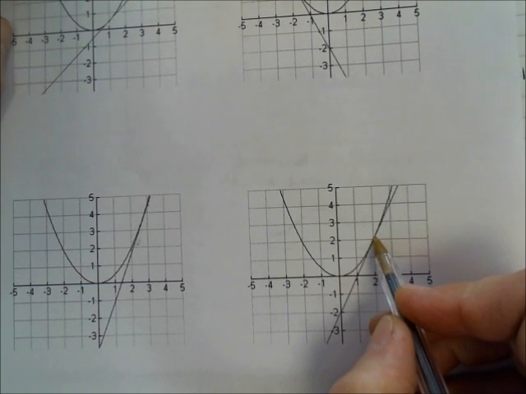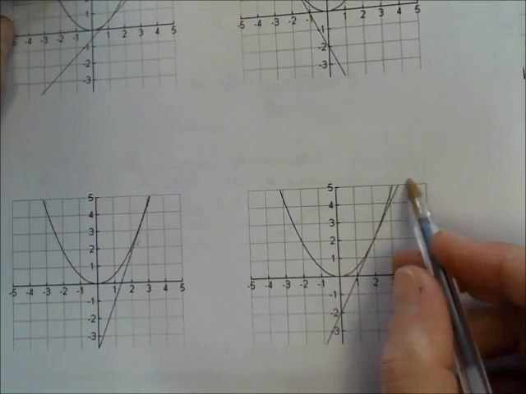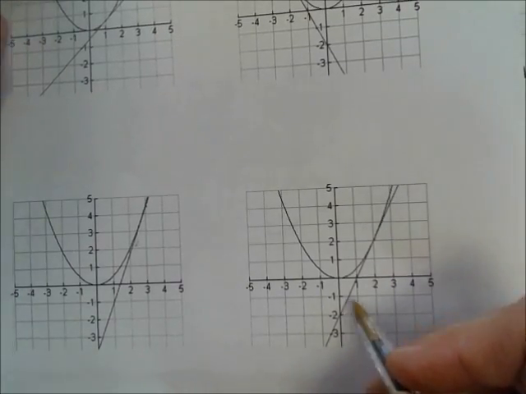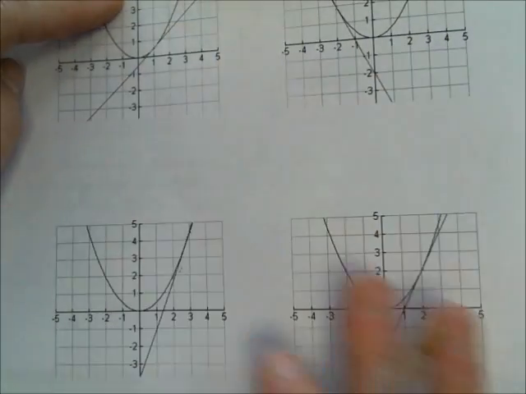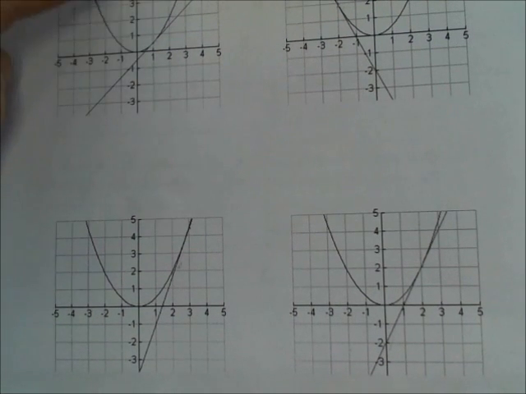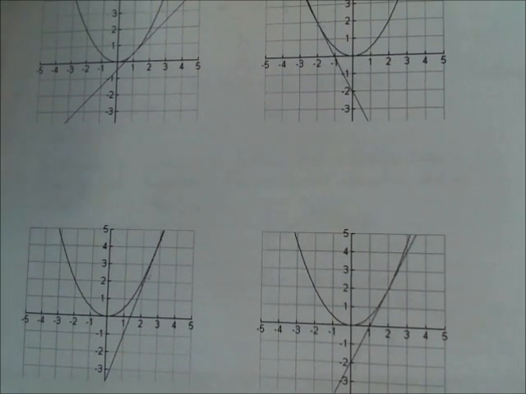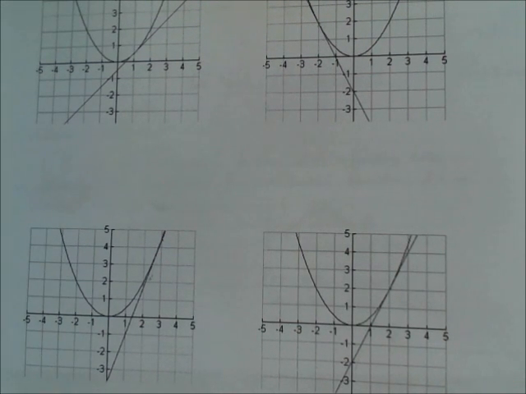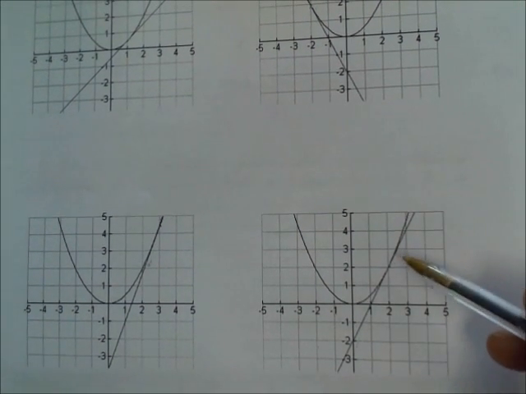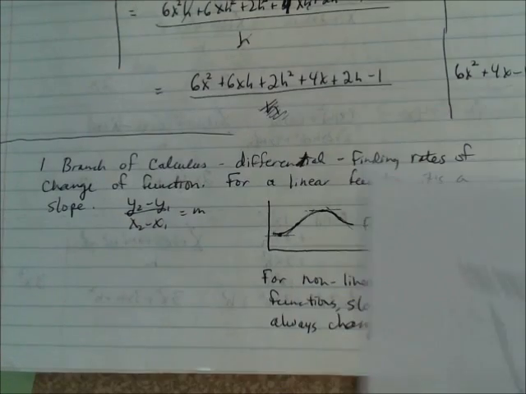If you park yourself at 2, 2, it looks like the slope here is 2 instead of 1. So slopes change all of the time, depending where on the curve you are. And our job in calculus is to figure out exactly what the slope of the tangent line is at any point along that curve.